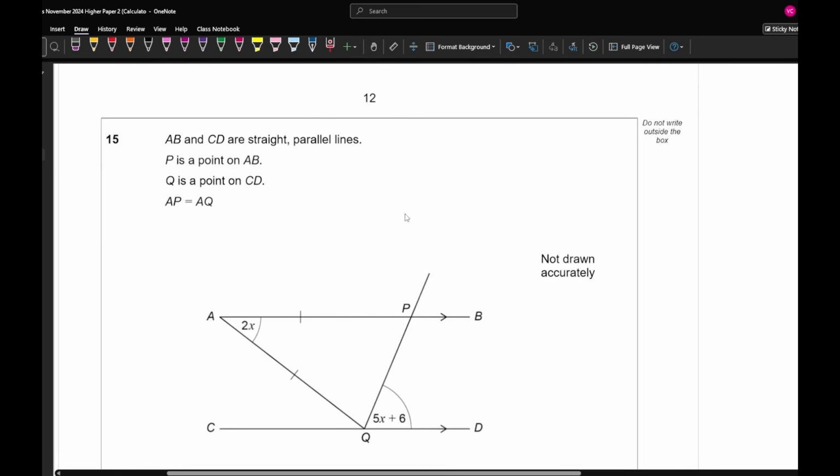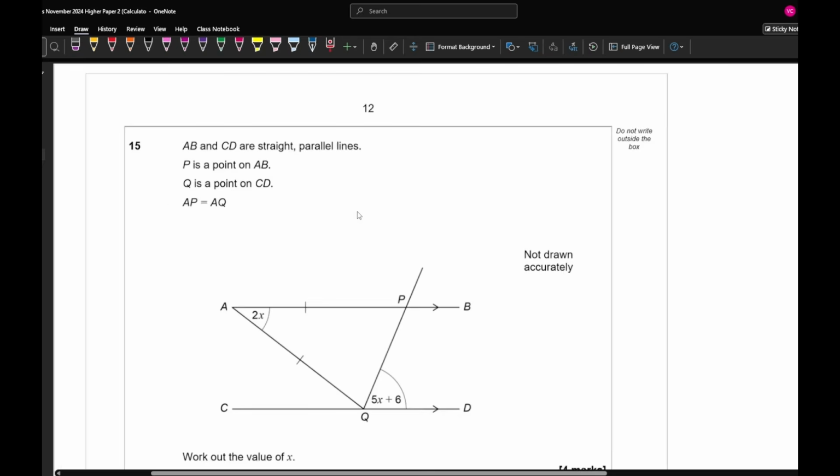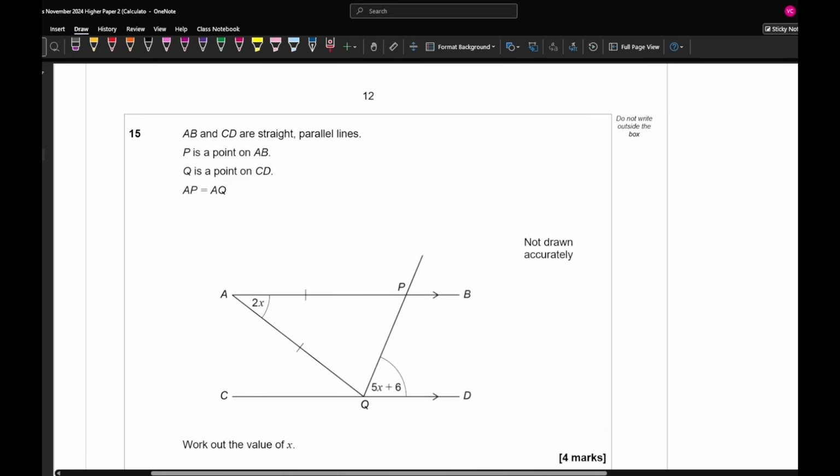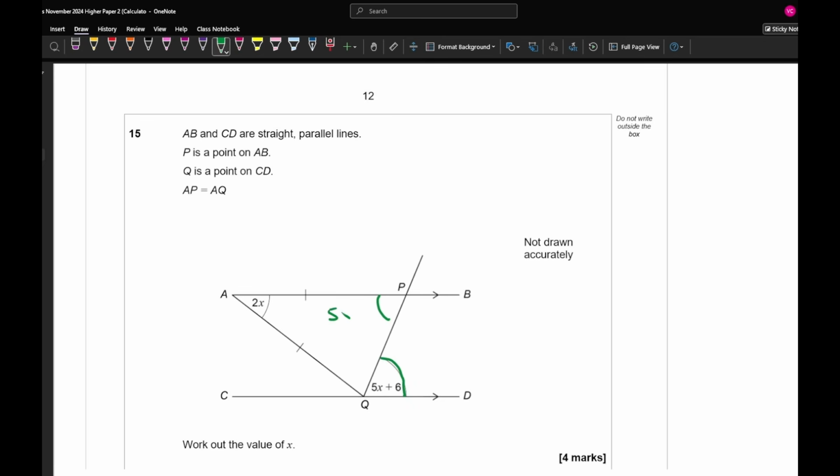Moving on to question 15, it says AB and CD are straight, parallel lines. Point P is on AB and Q is a point on CD, where AP is equal to AQ. The question is asking us to find the value of x. For this, I can see I've got an isosceles triangle, and if the line AB is parallel to CD, then this angle here and this angle here are going to be the same because they are alternate.